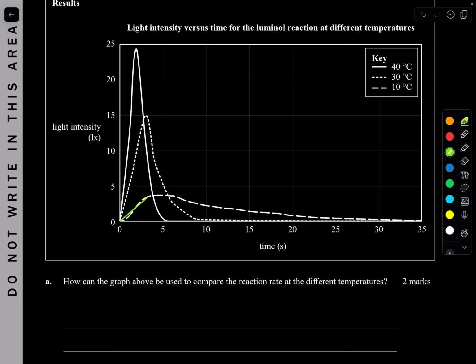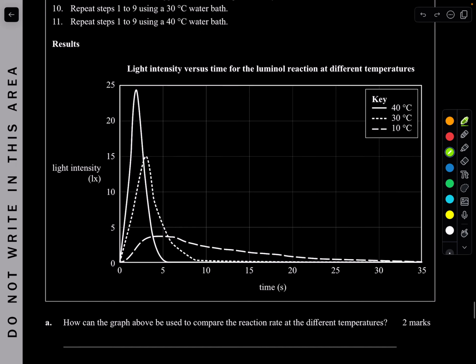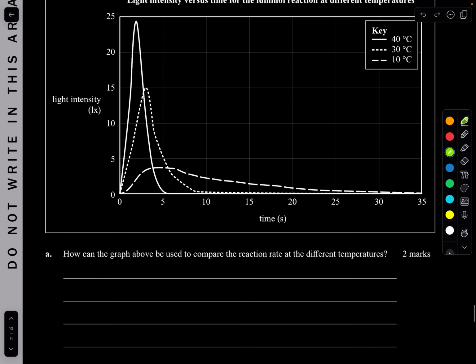So in other words, we can use the initial gradient of the graph to determine which one has a faster reaction rate, which one has a greater reaction rate when those reactants are mixed. Another thing, because it's 2 marks, another thing that we can talk about is the time actually taken for the intensity to come back to 0.